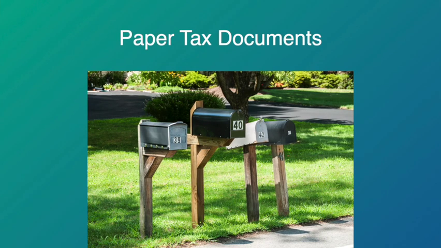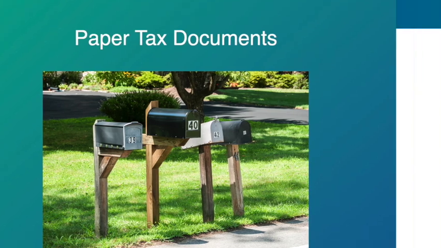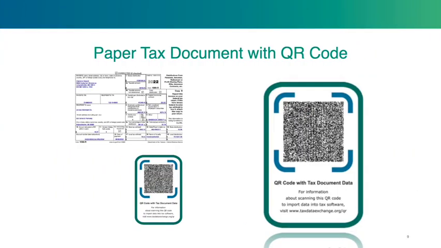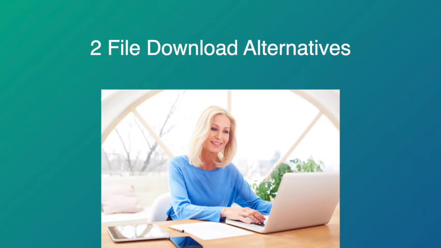Electronic delivery can also occur when tax documents are printed and mailed to recipients. Tax document data can be encoded in a QR code and read by a tax software smartphone app. The QR code contains the document data itself, not a URL.